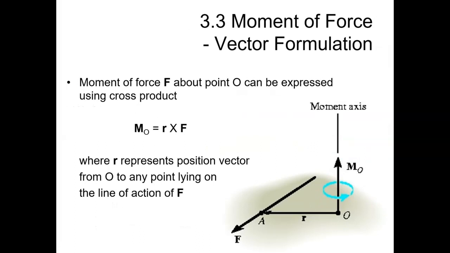Now that we know how to find the moment for coplanar forces, coplanar means all forces are in one single plane. So for coplanar forces, the moment can be calculated in a scalar fashion. But if the forces are not coplanar, we do it the vector way. The vector way means M as a vector is the position vector multiplied by the force vector. And this is a cross product.